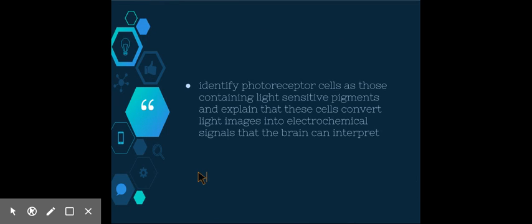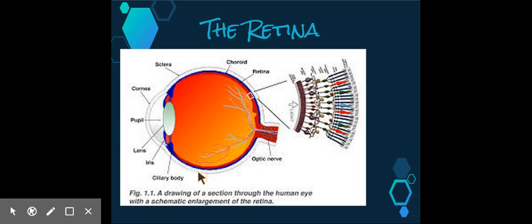So the first dot point we're going to look at says identify photoreceptor cells as those containing light-sensitive pigments and explain that these convert light images into electrochemical signals that the brain can interpret. So the retina is the innermost coating of the eye. It is a thin sheet about 1/10 of a millimeter thick.